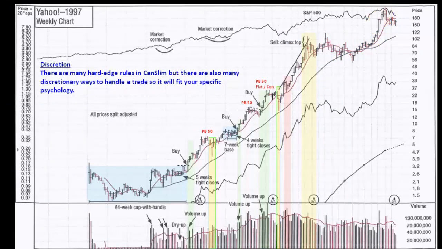The main thing to keep in mind is, although there are a lot of hard-edged rules, you need to manage the trade in a way that fits your specific psychology. The way I handle a trade is definitely going to be different than the way anybody else handles a trade. I'm going to try to play into my strengths.